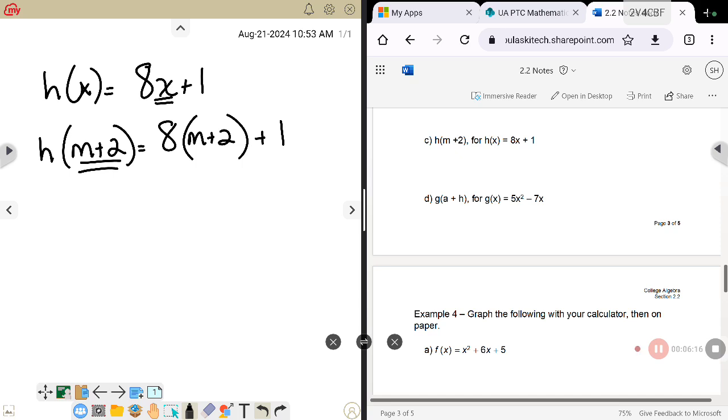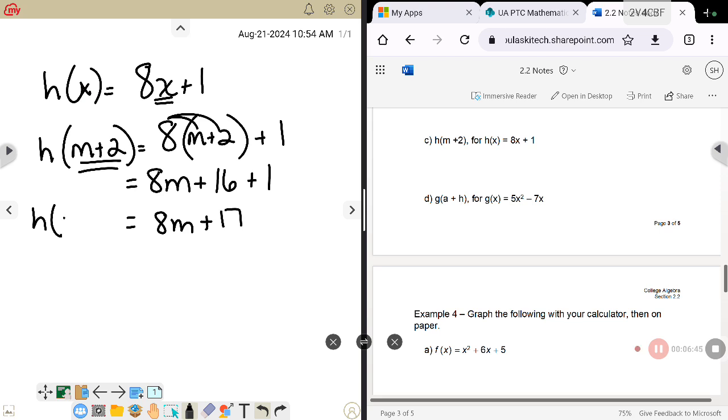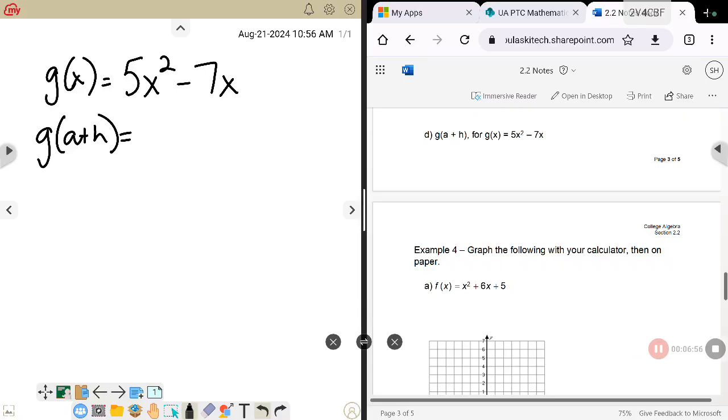Now, let the machine do its work. In other words, let's do the math. I will distribute the 8. So now I have 8m plus 8 times 2 gives me 16, plus 1. I have like terms I can combine. That's the only m, but I can combine the 16 and the 1 to get 17. So h of m plus 2 is equal to 8m plus 17. All right, the last one that we're going to work like this is example 3d.